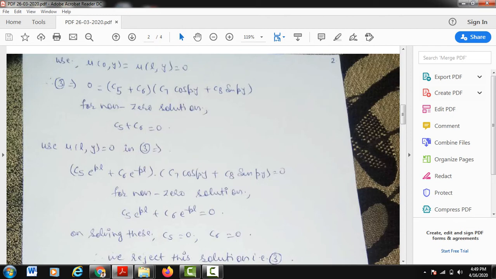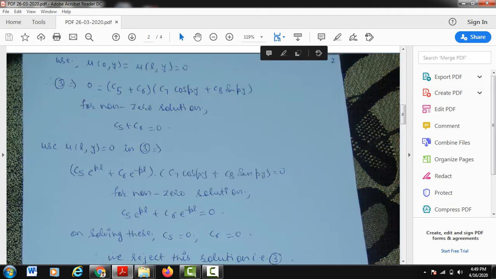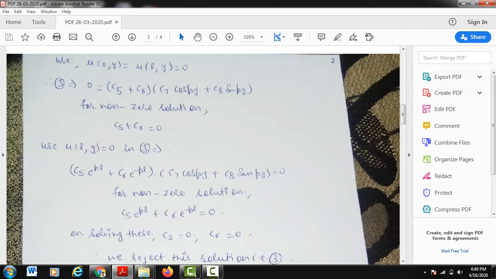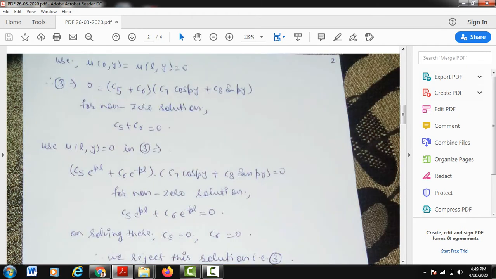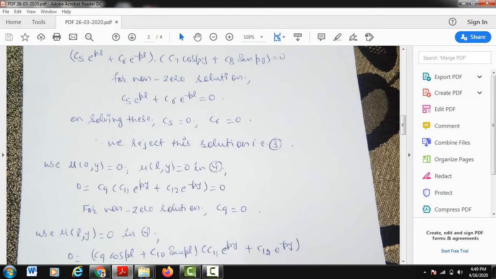And if I apply the second condition, that is u(l,y) equal to 0 in the third, I am getting (c5 e^(pl) + c6 e^(-pl))(c7 cos py + c8 sin py) is 0. Again for the non-zero solution, this factor will be non-zero, so the only possibility is c5 e^(pl) + c6 e^(-pl) is 0. If I solve this equation and c5 + c6 equal to 0, I'll get c5 and c6 equal to 0. You can solve it by using Cramer's rule or any other rule also. So again this is providing the zero solution, so we also reject solution number 3.